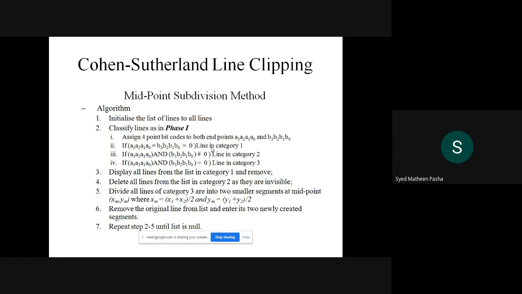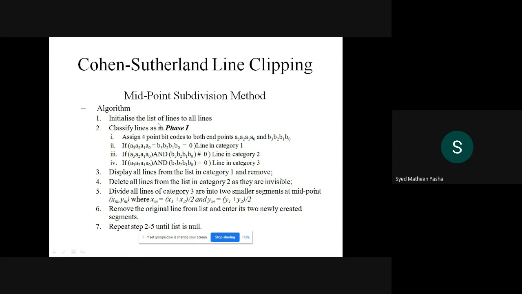One is visible line, the second is invisible line, and the third is what? What is the third category? Clipping, right? 3 categories will be there. One is visible lines, the second is invisible lines, and the third will be clipping. So basically these are the 3 categories which we'll be using, which are similar to the previous algorithm.